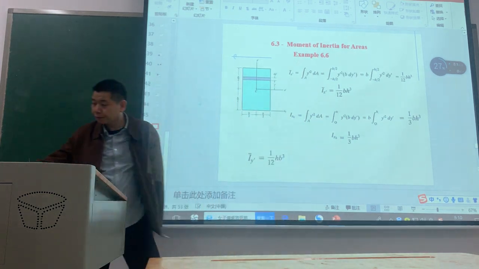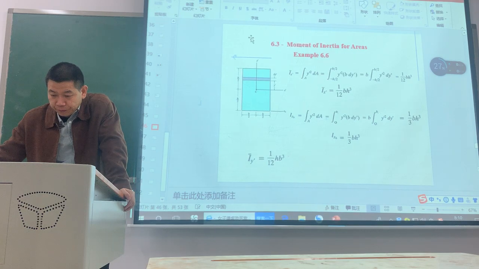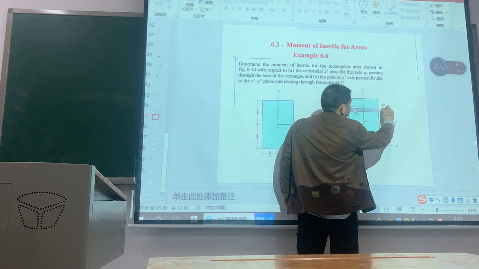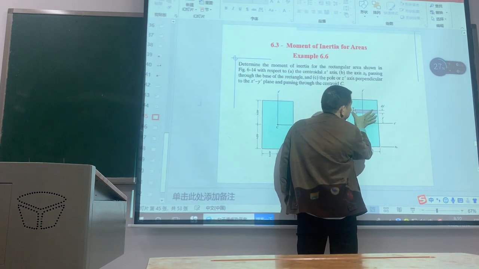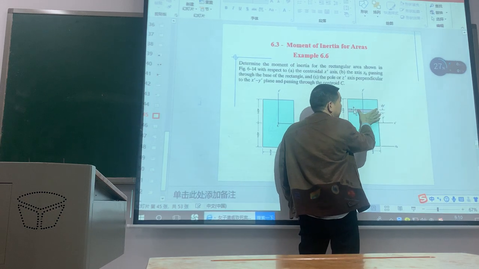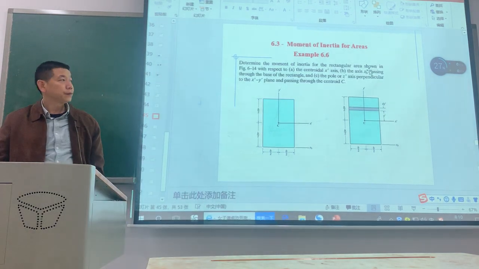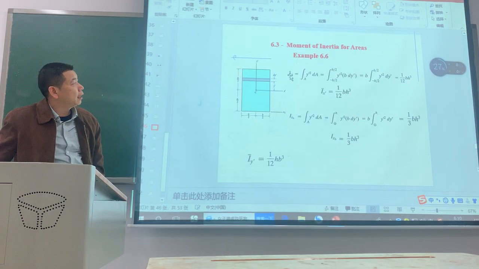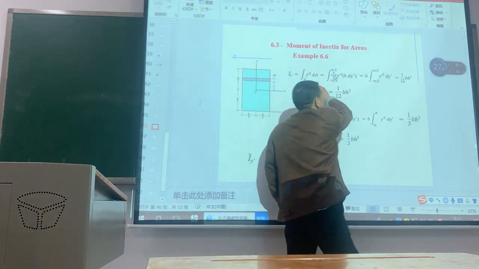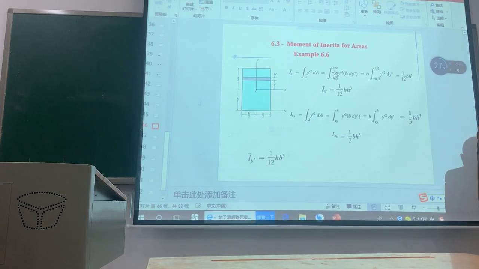Understand? The area is dy prime times b. The width is b. So we can get Ix prime from mathematics.